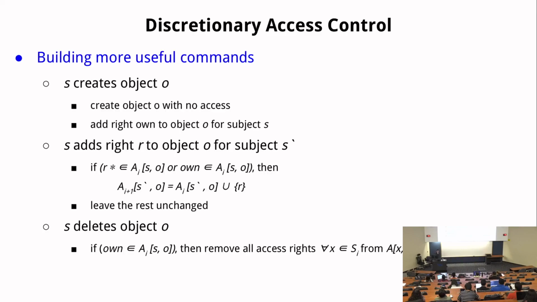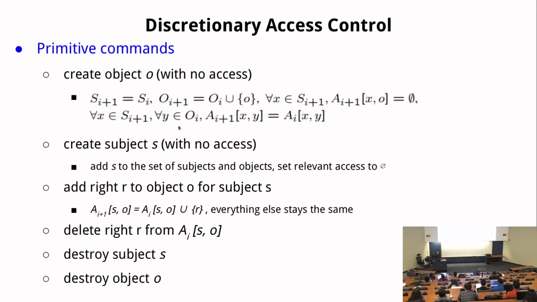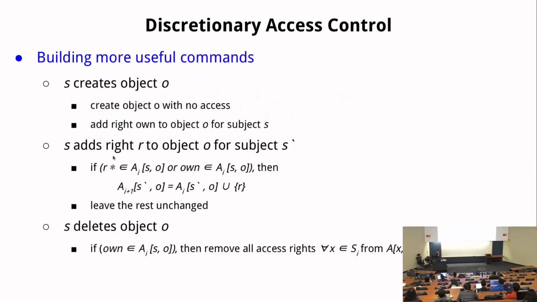Based on this, we can create slightly more complicated rules. Those are the very basic rules: create an object, create a subject. Now, if subject S creates object O, then create object O with no permission. However, because S created O, S will add its own permission to this object. Mathematically, we can write it like this.